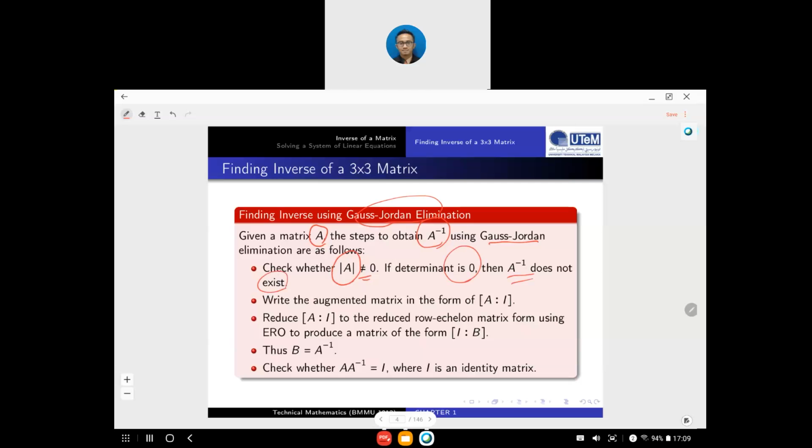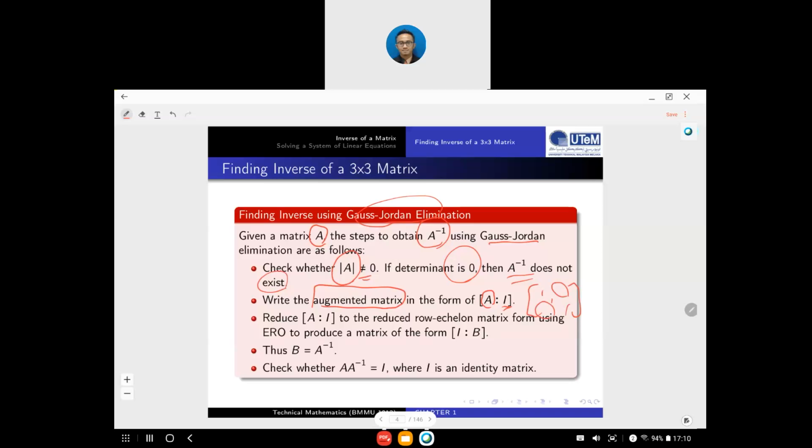So when you want to find A inverse by using the Gauss-Jordan elimination method, you must write the matrix in the form of an augmented matrix. What is an augmented matrix? On the left hand side is matrix A, and on the right hand side is the identity matrix. What is the identity matrix? The diagonal is equal to 1, and the rest is 0.